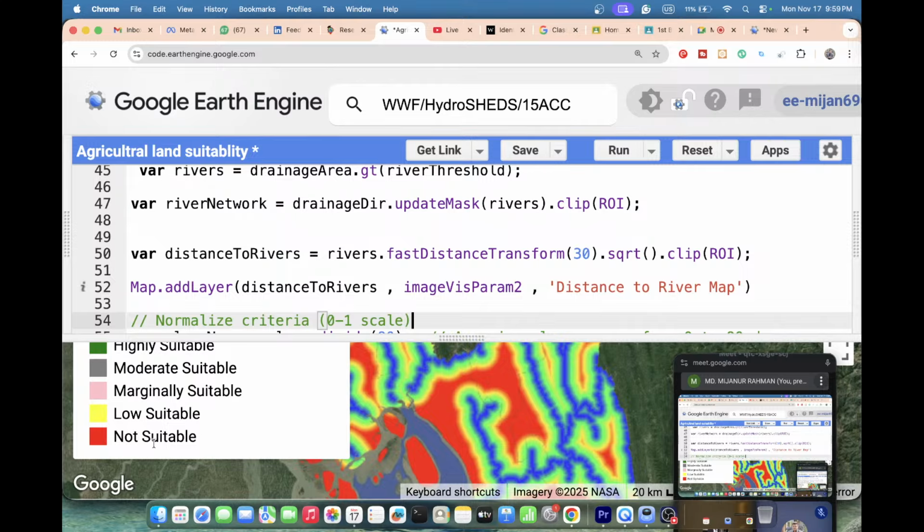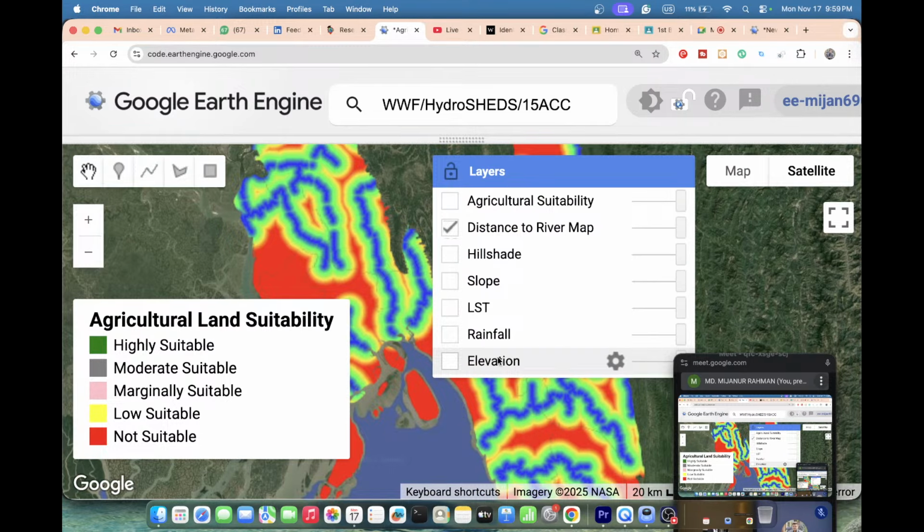Why do I need the normalization? Because I need to combine all of those, so that's why I need to normalize all of the layers. In this section, suppose each factor has a different unit. If you check here, I added different types of factors. Elevation is in meters. Rainfall is in millimeters. LST is in degrees Celsius. Slope is in degrees. Hillshade is in meters. Distance to river is in meters.